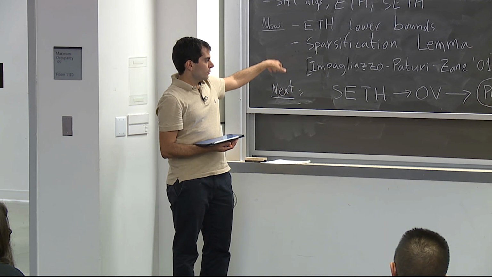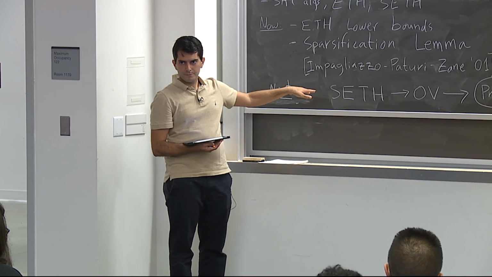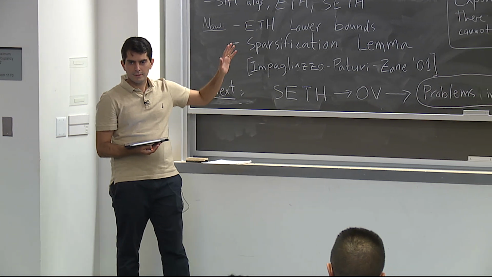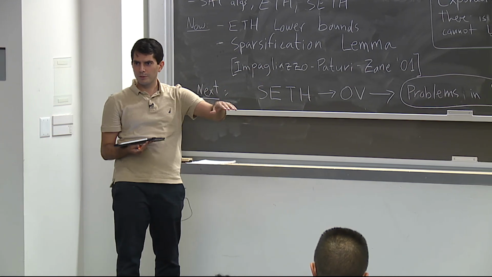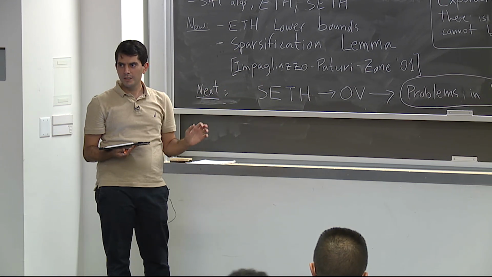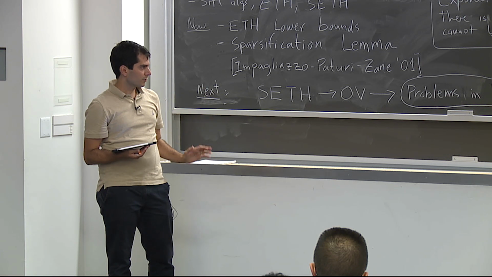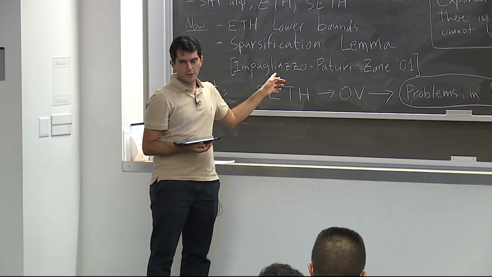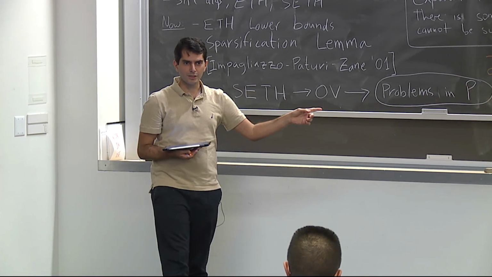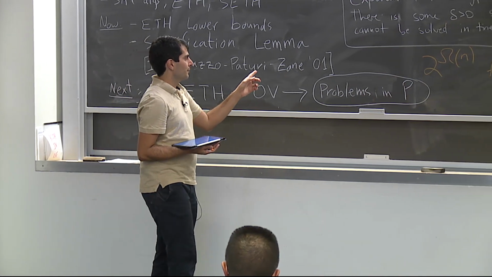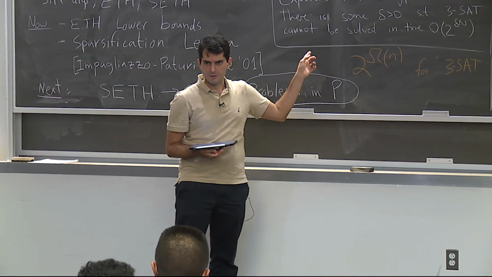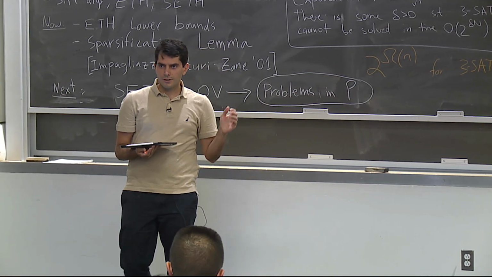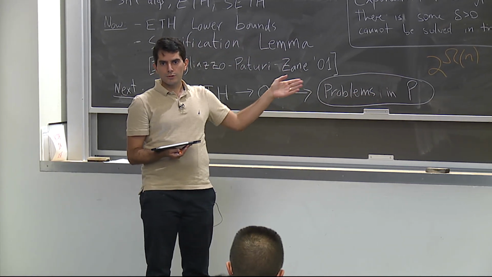It's also going to be useful for us when we talk about SETH, but not as useful. It's nice to have when you go to P. It gives some better parameters and stuff. It's not extremely important most of the time. One thing that is important, I think, is this exercise that Nick mentioned, showing that SETH implies ETH, which is going to be on the exercise. There you are going to use the sparsification lemma to show this.